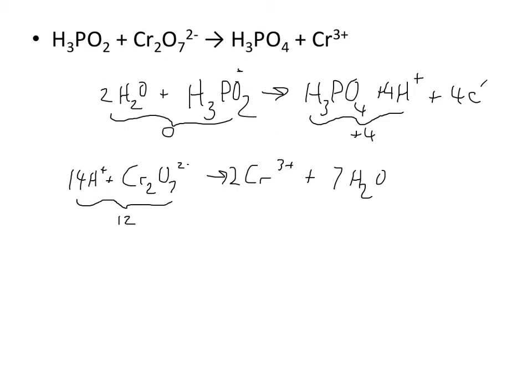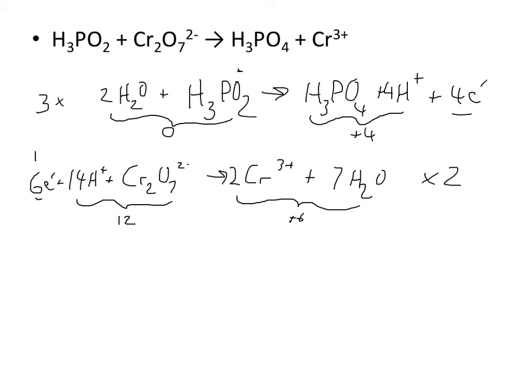And here we've got 2 plus 3s and a neutral, so at plus 6. The difference is 6 electrons different, and we put that on the more positive side, so we're going to add 6 electrons to the left. Now, in terms of balancing the extent of each half reaction, the least common multiple between 4 and 6 is 12, so we'll multiply this whole reaction by 3 and this whole reaction by 2.